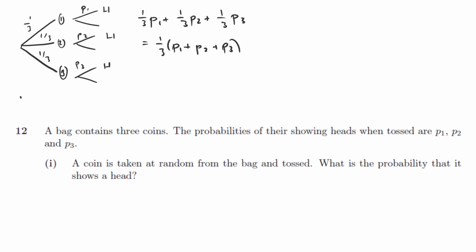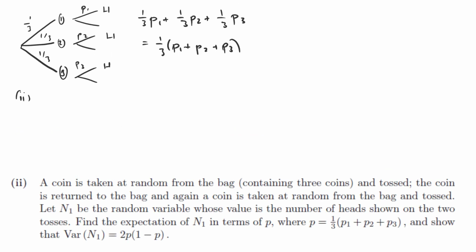Okay, in part 2 a coin is taken at random from the bag and tossed, returned to the bag, and again a coin is taken from the bag and tossed. We say N1 is a random variable whose value is the number of heads shown on the 2 tosses, and we want to find the expectation of N1 in terms of p, where p is the thing we've done earlier. I'm going to write define to be equal to p there, and show that the variance is 2p(1 minus p).